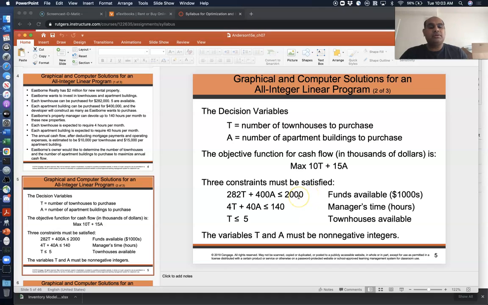The second constraint is the manager's time. A manager has 140 hours available, so the person they've hired can devote 140 hours a month to management. Each townhouse takes 4 hours of management, and each apartment building will take 40 hours of management. And there are only 5 townhouses available in total, so T has to be less than or equal to 5. So these are the constraints that we have, and of course T and A must be non-negative and they must be integers, right? Now, if you put this problem into Excel, let's do that.